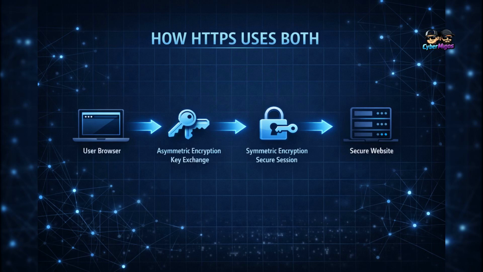How HTTPS uses both. Secure websites use asymmetric encryption first. This safely exchanges a secret key. Then symmetric encryption takes over, because it is much faster.